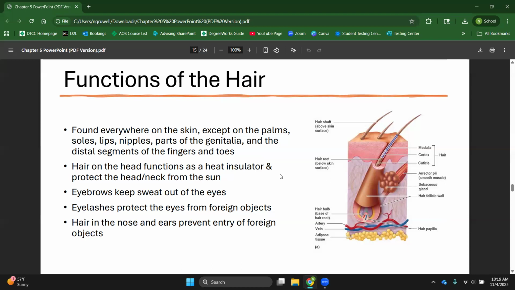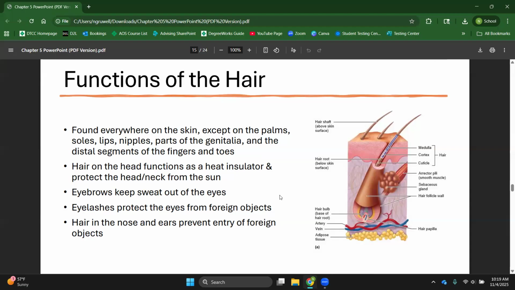The hair on our head acts as a heat insulator, which means it helps us keep heat in, and it's also protection from the sun. Eyebrows keep sweat out of our eyes, and they actually act as an umbrella or an awning, some shade for our eyes. Unless you've shaved your eyebrows off, you probably haven't noticed this, but if you were to get rid of your eyebrows, the world would look a lot brighter because they do help protect our eyes some from the sun, and they also help keep sweat out of our eyes.